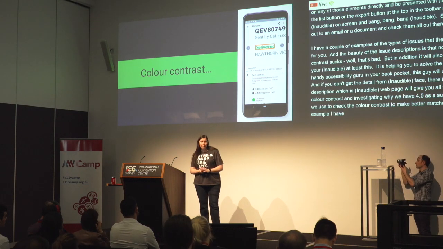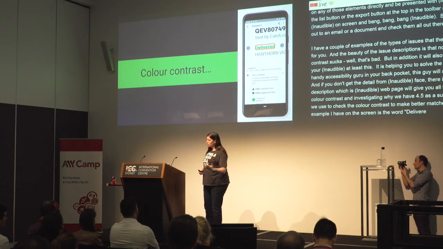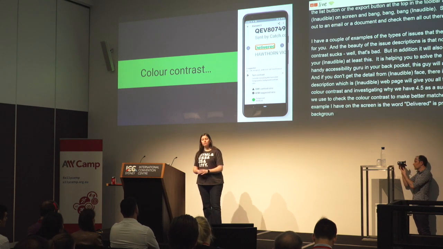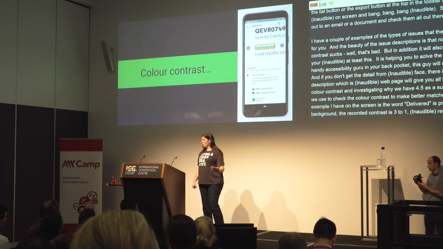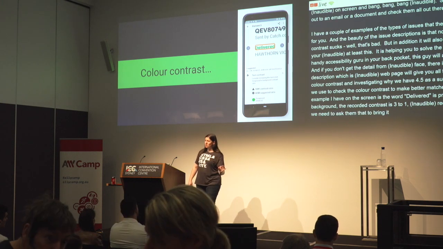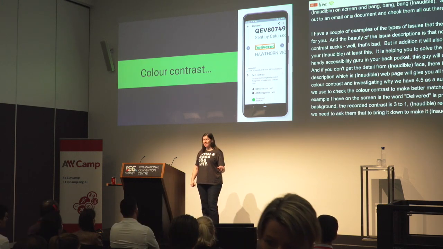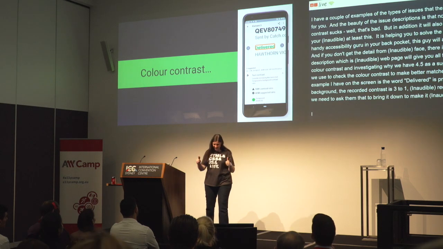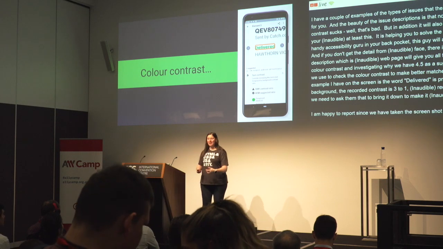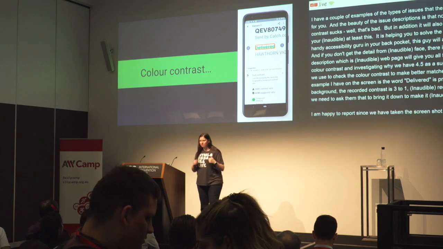So the current example I have on the screen is the word delivered is presented in green text on a white background. The reported contrast is 3:1, or just over 3:1. The requirement for standard body text is 4.5:1. So obviously we need to darken that green down to make it pop just that little bit more. I'm happy to report that since I took this screenshot, it's been updated. The power of positive reinforcement. So, they're not evil, they're fixing things.